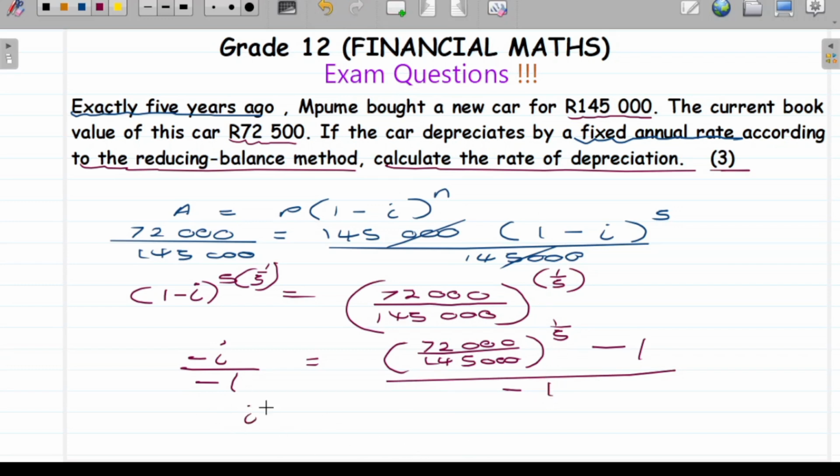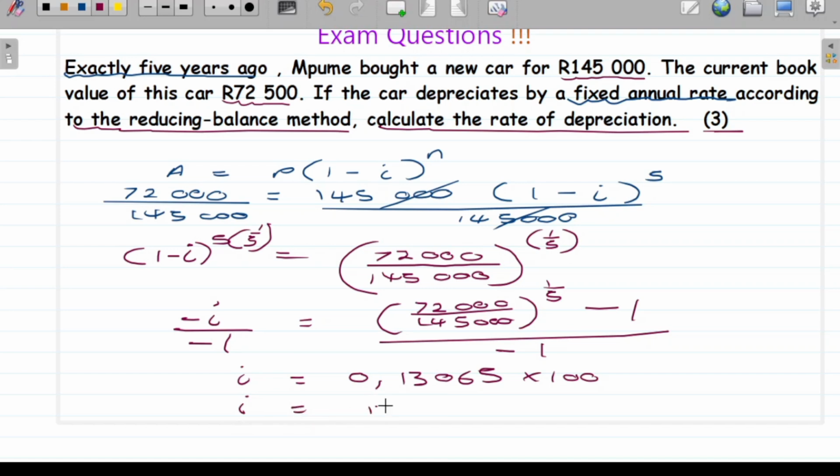Now our i will be equal to 0,13. Okay, I'm just going to say 0,13. Maybe 0.605. Okay, let's do this. Remember that they want the answer in percentage, so you have to multiply this side by 100. Grade 12, what you're going to get is 13,07%. So guys, easy? Yes, it is easy.